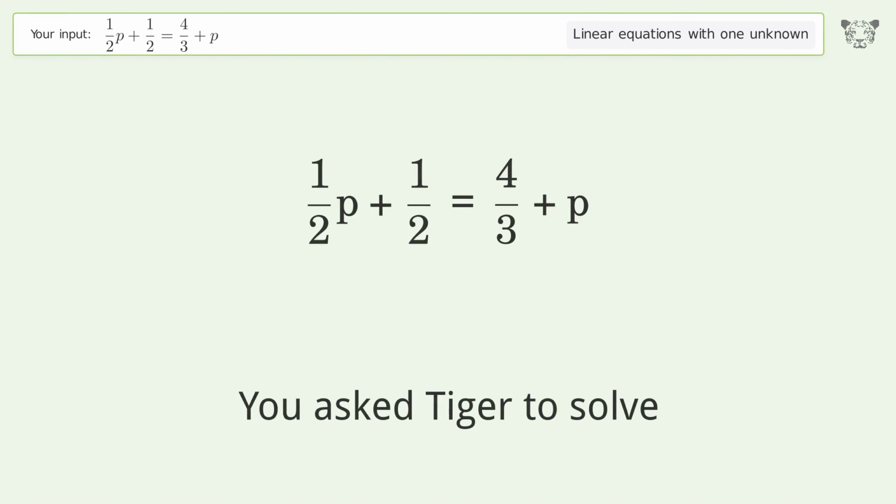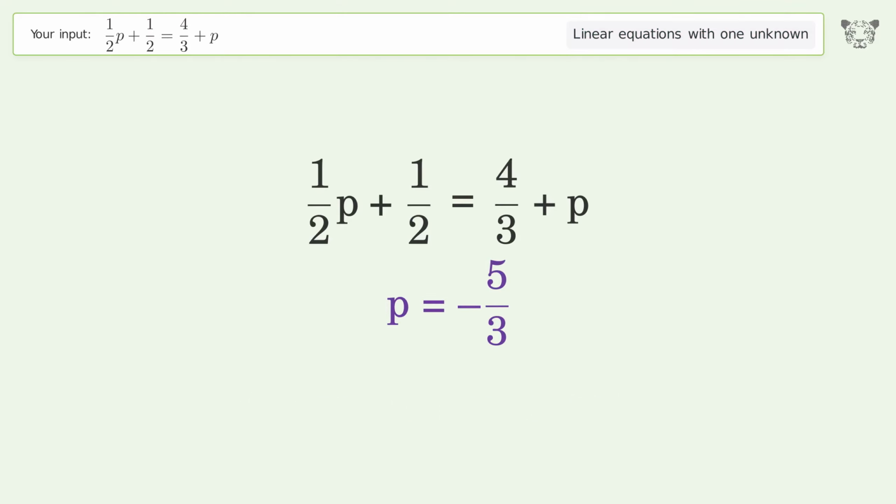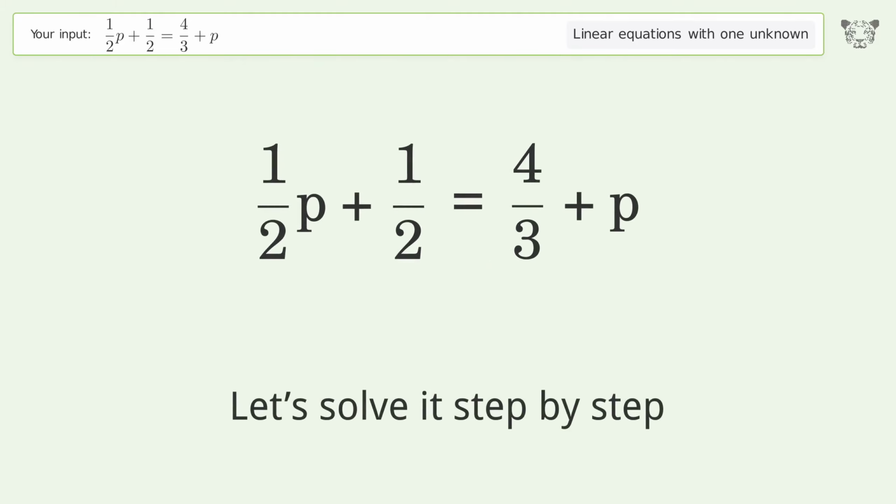You ask Tiger to solve this. This deals with linear equations with one unknown. The final result is p equals -5/3. Let's solve it step by step.